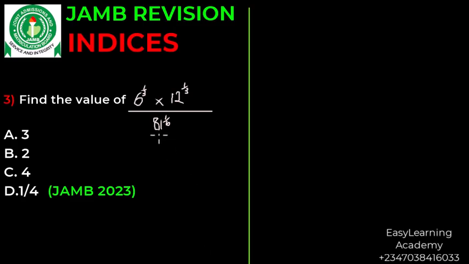Okay, so let's solve this question, still on indices. The question is 6 raised to power of 1 over 3 times 12 raised to power of 1 over 3 divided by 81 raised to power of 1 over 6. As usual, I want you to pause the video, try to solve it, have your answer, so we can compare it together. Please go ahead and solve it.